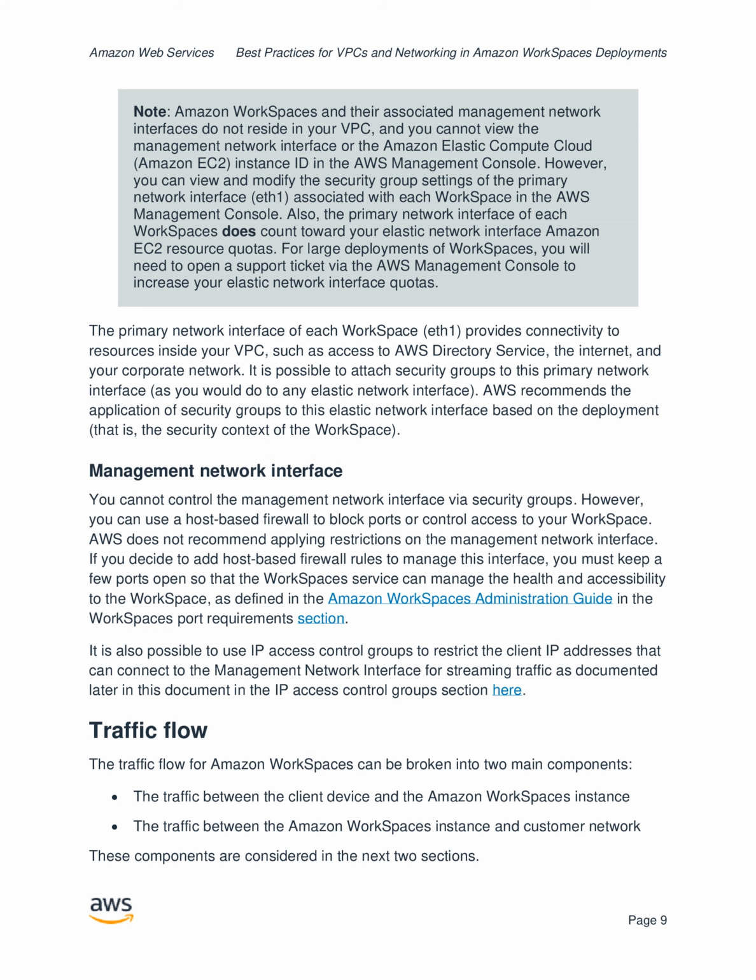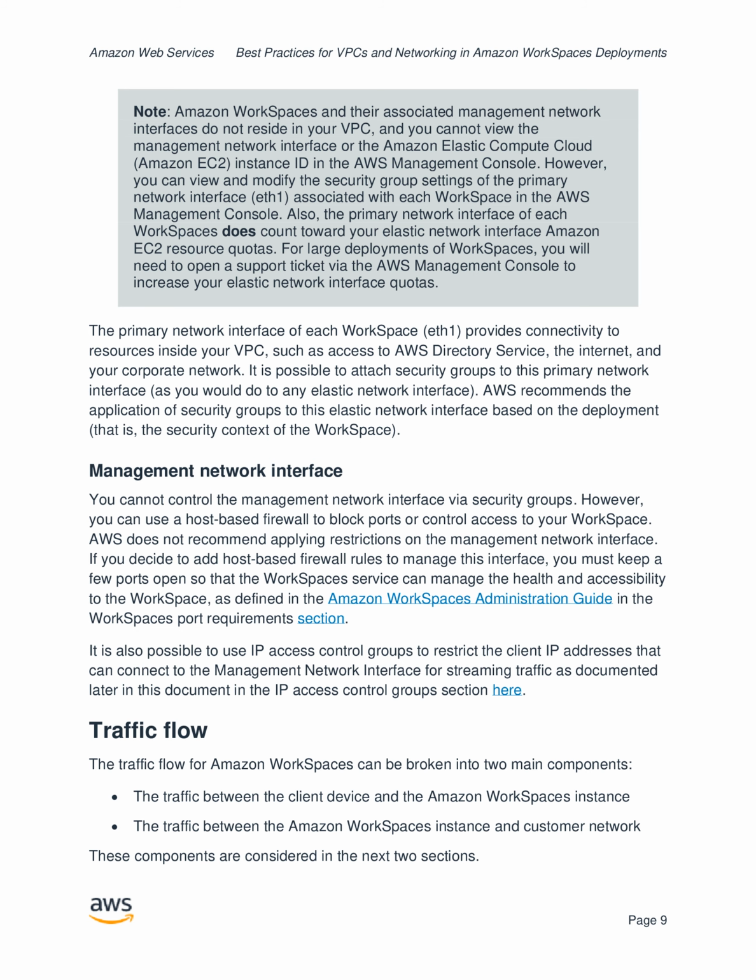However, you can view and modify the security group settings of the primary network interface, ETH1, associated with each workspace in the AWS Management Console. Also, the primary network interface of each workspace does count toward your Elastic Network Interface Amazon EC2 resource quotas. For large deployments of workspaces, you will need to open a support ticket via the AWS Management Console to increase your Elastic Network Interface quotas.